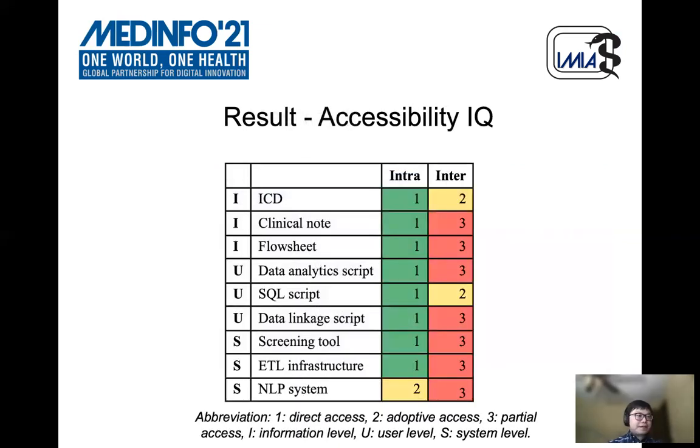The workflow analysis indicates varying levels of accessibility information quality in both intra- and inter-institutional settings. We observed that user-level resources had better accessibility under the inter-institutional setting, and site-specific ETL infrastructure may help promote internal data accessibility. On the other hand, there were greater issues with information system level accessibility under the inter-institutional settings. This is due to privacy and regulatory concerns.